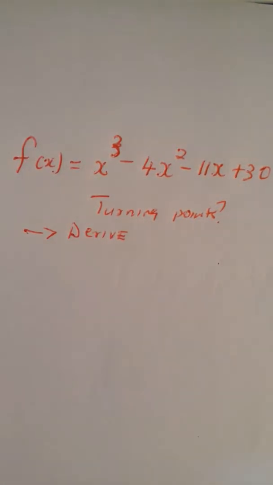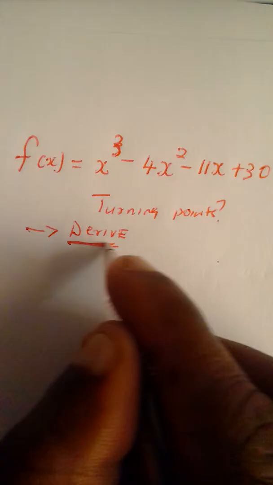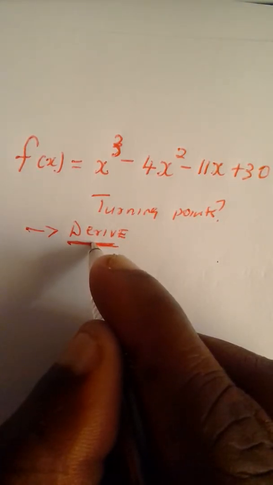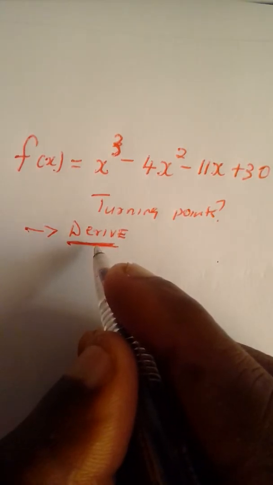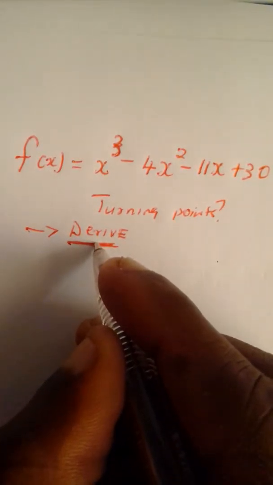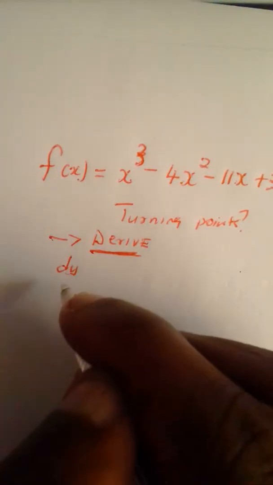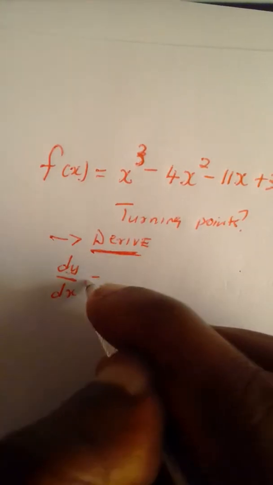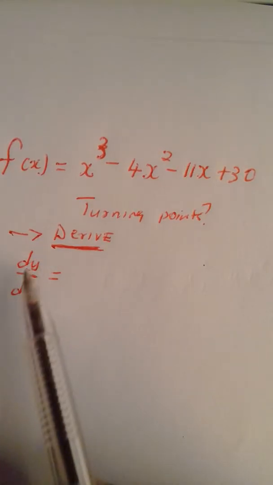So the key concept that you should know is that I have to derive. If I want the turning point of a cubic function, I have to derive. I don't know how to say it, guys, for you to recognize that it is very, very important. Simply, you have to derive. If you're looking for the turning point, guys, please derive your function. So you say dy over dx equals. You are simply saying, I'm going to derive my function, dy over dx.